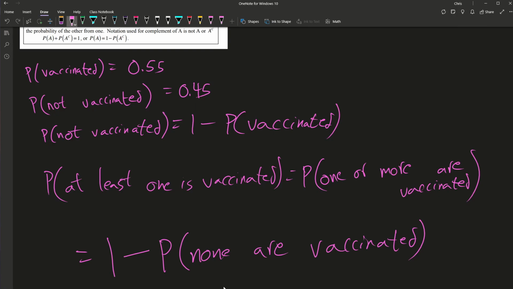Because the probability that one or more are vaccinated includes the probability that one is vaccinated, the probability that 2 of the people are vaccinated, and the probability that 3 of the people are vaccinated. The complement of this would be the probability that none of the people are vaccinated. So these two have to add up to be 1. And it's going to be easier for us to find the probability that none of these 3 are vaccinated. Because we said that the probability of someone not being vaccinated in this case is 0.45.